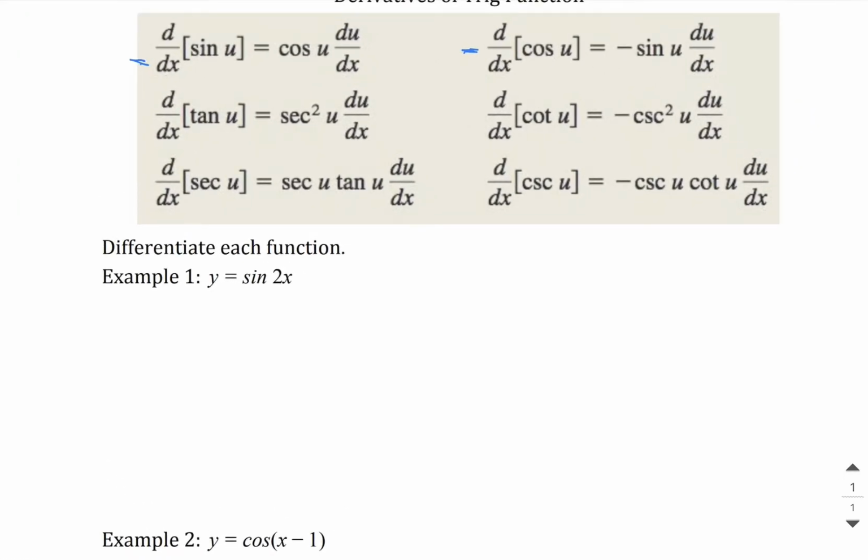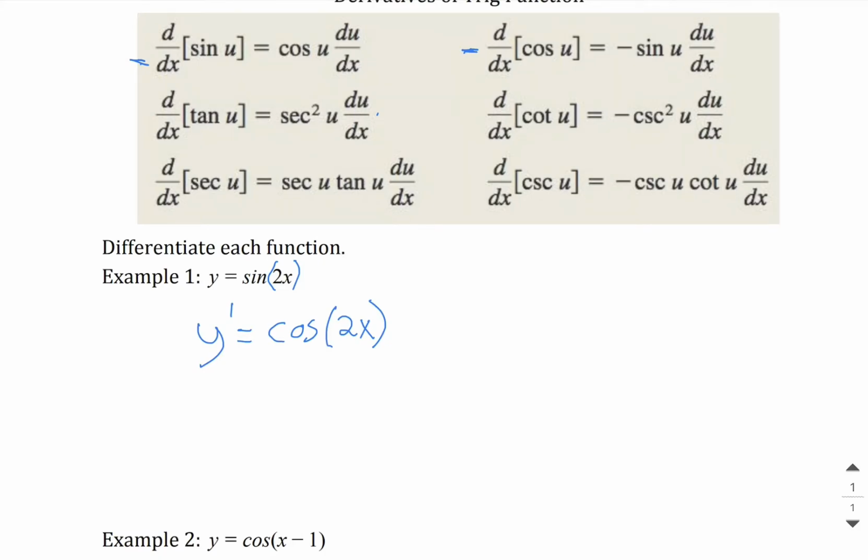First one we want to do is differentiate y equals sine of 2x. Now that 2x that you have there, that's your u, right? That's what's inside of the sine. So if we're going to find the derivative, we're going to have to find y prime, which is equal to, now the derivative of sine is cosine. So y prime is equal to cosine, and then we keep what's inside the same, and then we multiply by the derivative of that inside.